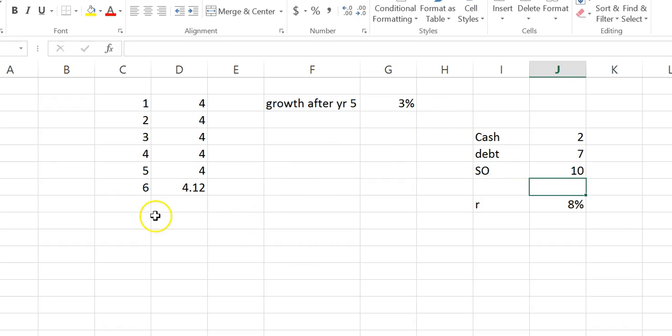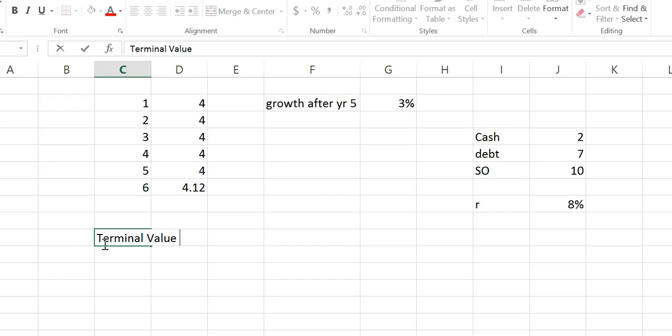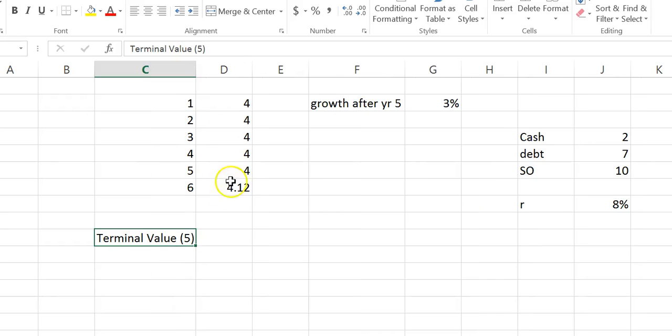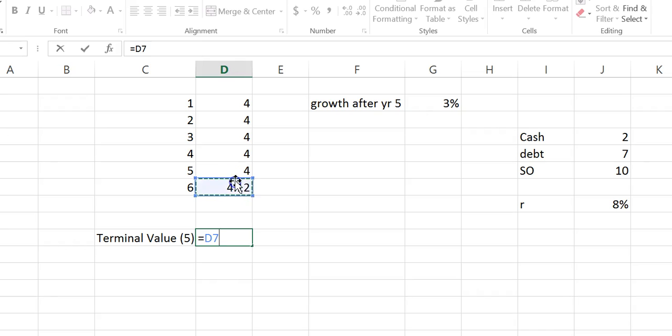Okay, so the first thing I'm going to do is compute terminal value. And terminal value would be basically the value of the growing perpetuity. And I'm going to compute it in year 5 because our growing perpetuity starts in year 6. So the terminal value would be equal to cash flow in year 6, which is 4.12, divided by R minus G, so divided by 8% minus 3%. And that gives me a terminal value of 82.4.